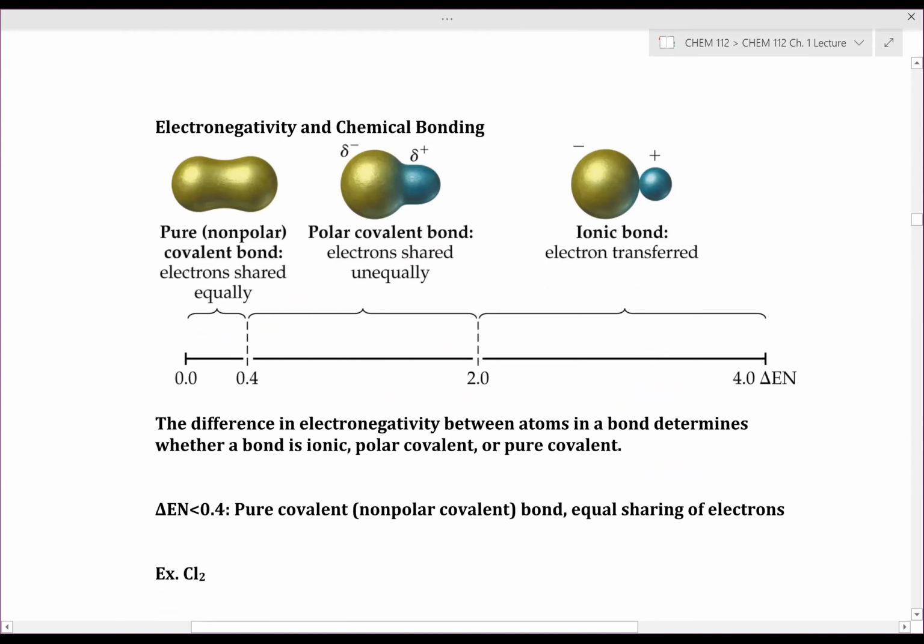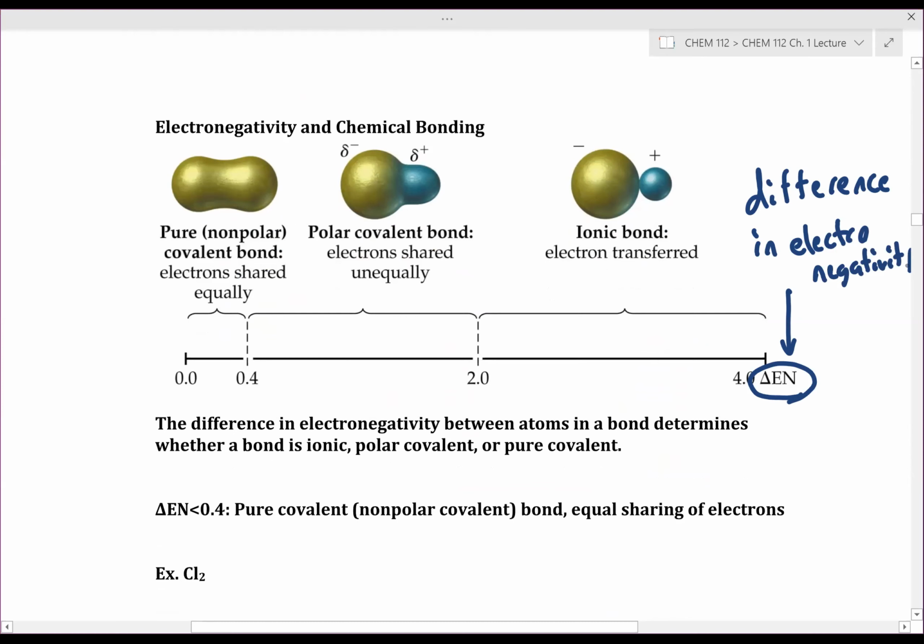Okay. So, continuing on with this idea, let's talk a little bit about the continuum of chemical bonds. Depending on the difference in electronegativity between our bonding atoms, or our delta EN, this delta EN is the difference in electronegativity. So depending on the difference in electronegativity between the atoms in our bond, we can either have a non-polar covalent bond, a polar covalent bond, or if we cross a certain threshold, an ionic bond.